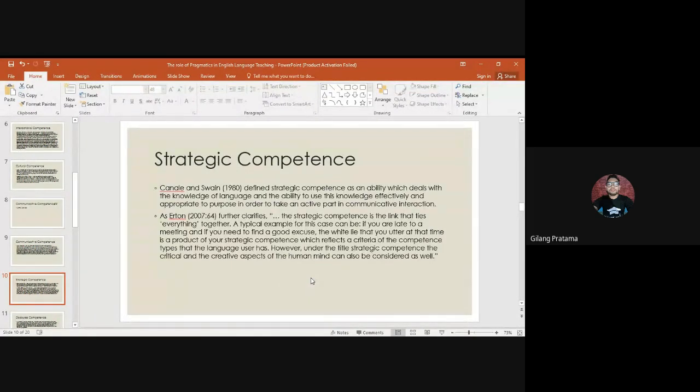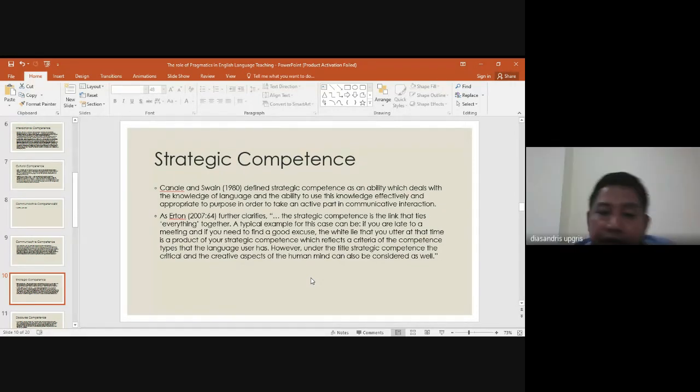You need to find a good excuse, the white lie that you utter at that time is a product of your strategic competence, which reflects a criteria of the competence types that the language user has. However, under the title strategic competence, the critical and the creative aspect of the human mind can also be considered as well. Thank you Gilang, very good.